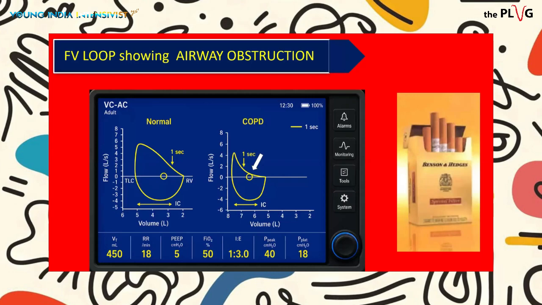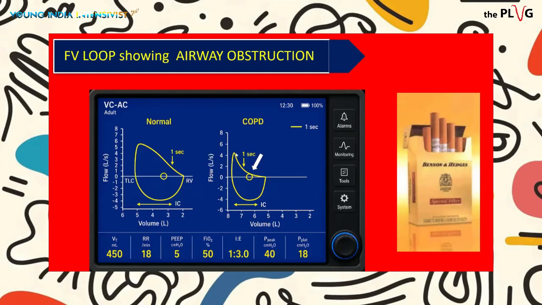This is a slide showing you the flow-volume loop, which shows airway obstruction. On the left side is the normal flow-volume loop. Below is inspiration and here is expiration, and this is very straight, right? Because there is no obstruction, so it goes smoothly. The shortest distance between two points is a straight line.